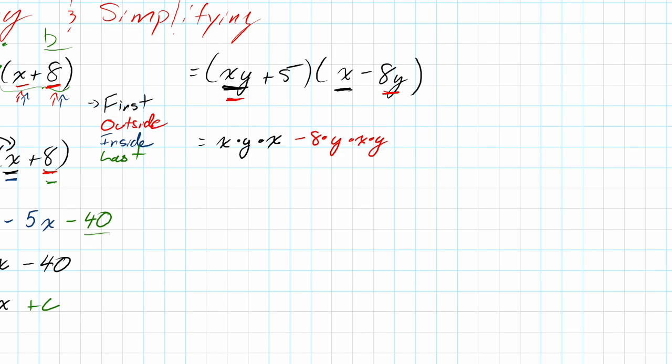We'll do the inside terms. That's +5 and x. That one's a little simpler. That just becomes 5 and an x. And finally, our last terms, 5 and negative 8y. Well, our numeric values will multiply together. Negative 8 and 5 will give us negative 40, but I still have a y attached to it, so that y is going to stay there.